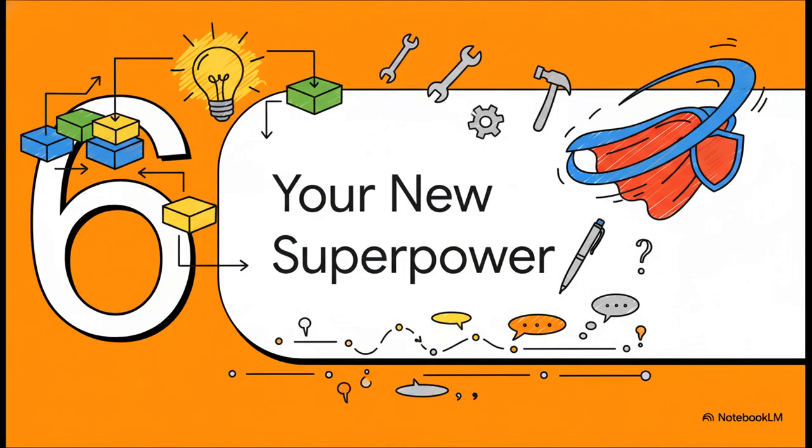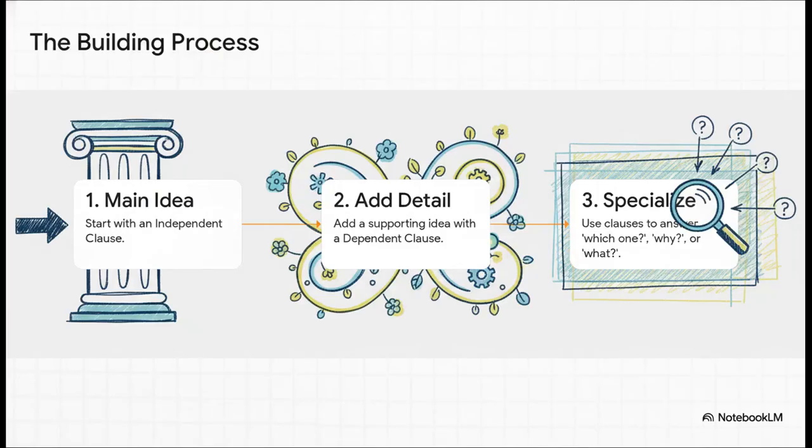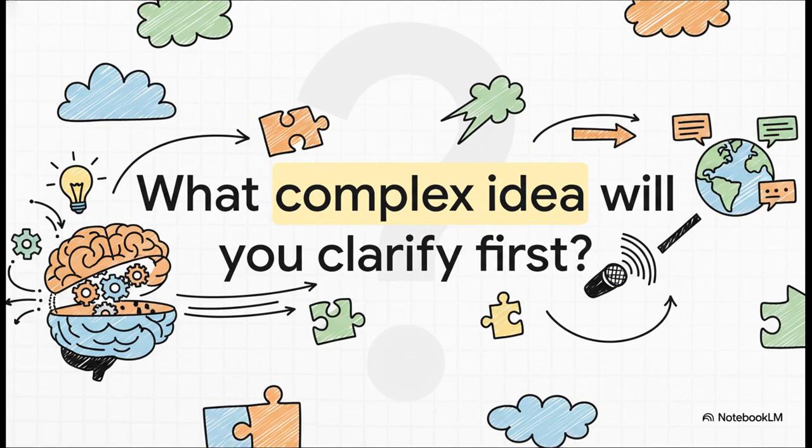And really, that's the whole secret. Once you understand these blocks and these tools, you've basically unlocked a new writing superpower. You can now build sentences with real intention and powerful clarity. So just to recap the whole process, you start with your main idea, your independent clause. Then you add more detail with a supporting idea, a dependent clause. And then you get specific. Use those specialized clauses to answer those key questions. Which one? Why? Or what? At the end of the day, this is way more than a grammar lesson. It's a completely new way to think about how you put your ideas together and share them with the world. So the only question left is, what complex idea are you going to clarify first?